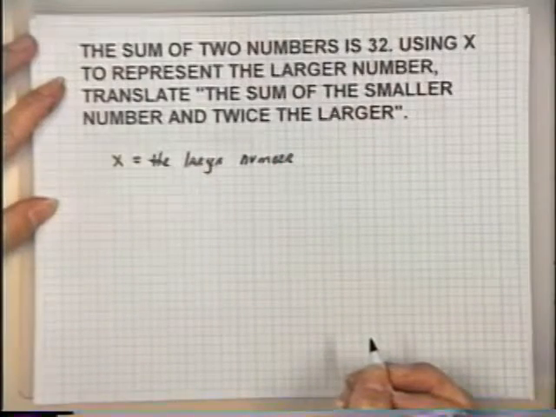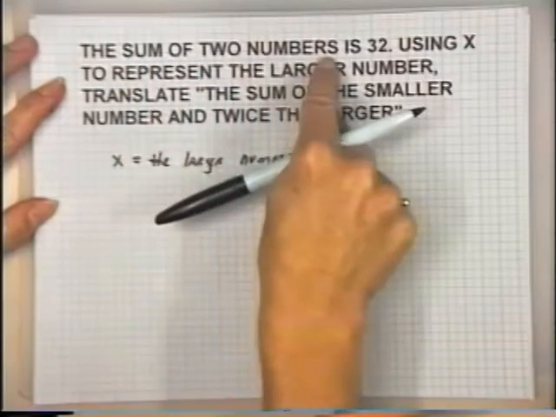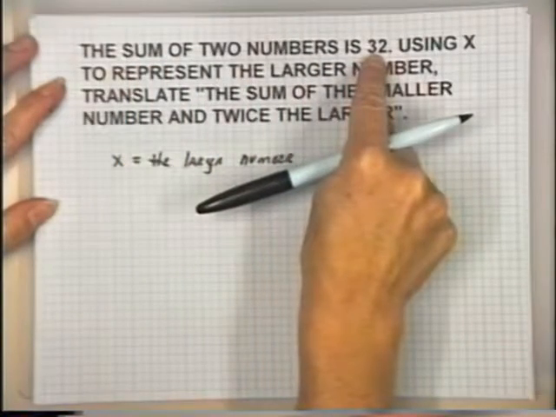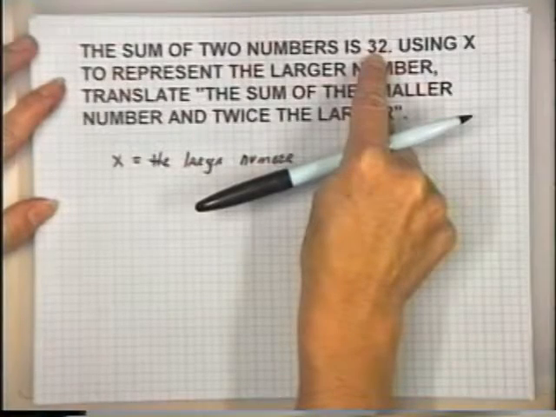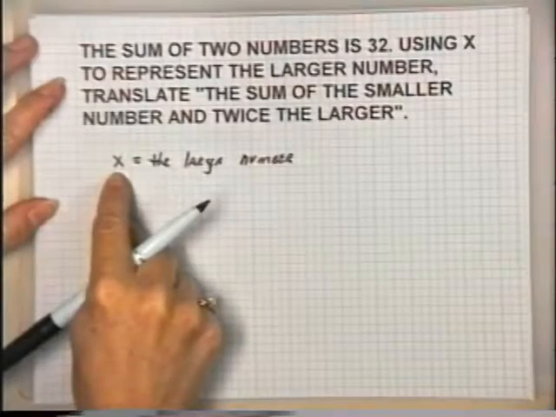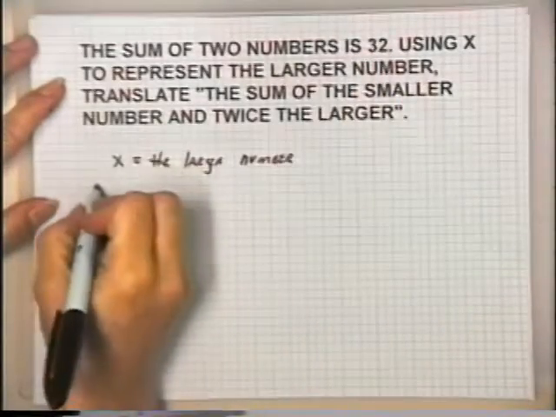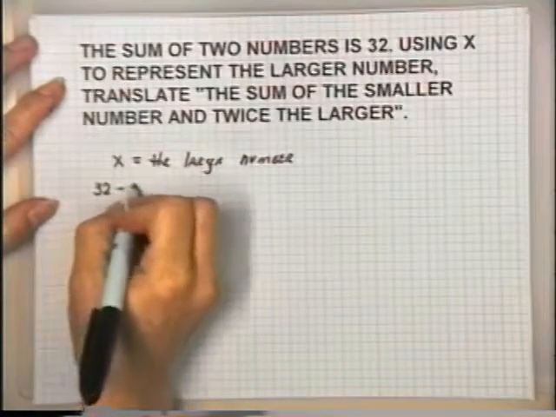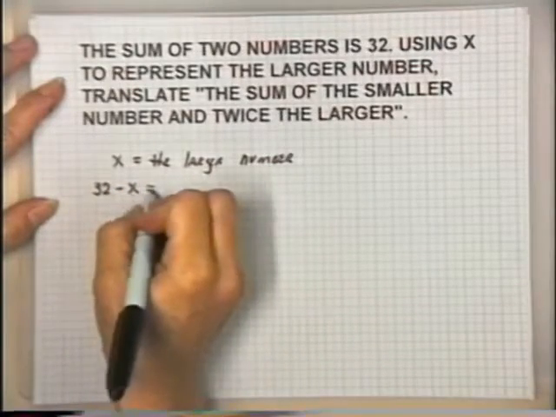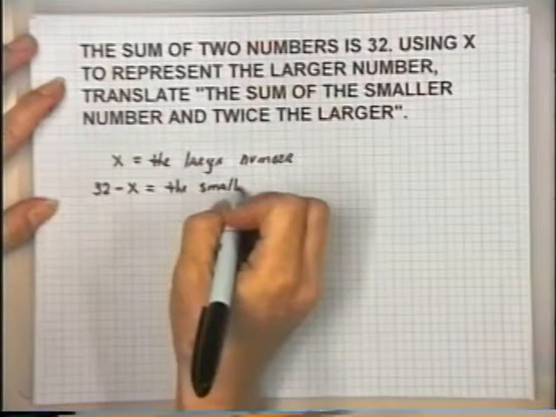Now we need an expression for the other number. As before, the sum of two numbers is 32. If we know one of the numbers, we would subtract that from 32 to find the other number. If x represents one of those numbers, we need to subtract x from 32 to find the other number. So 32 subtract x gives us, in this case, the smaller number.